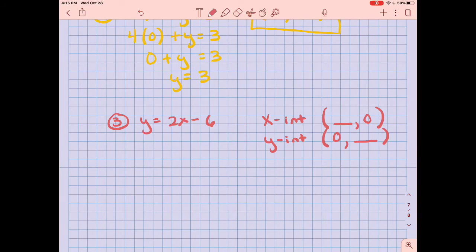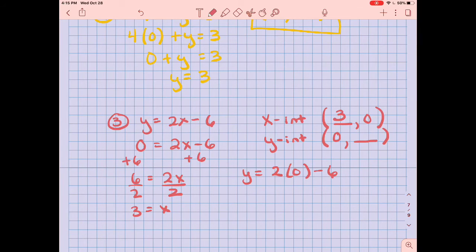Okay, keeping myself straight, if I plug in 0 here, I get 0 equals 2x minus 6. 6 equals 2x, divided by 2, and 3 equals x. So I'm going to put in a 3 right there. That's one of my points. And then I'm going to do this other plug-in with 0 for x. Y equals 2 times 0 minus 6. So y equals 0 minus 6, or y equals -6. And now I'm ready to graph.